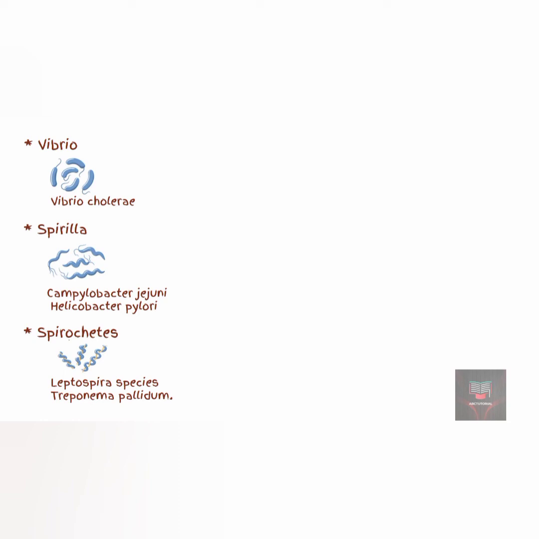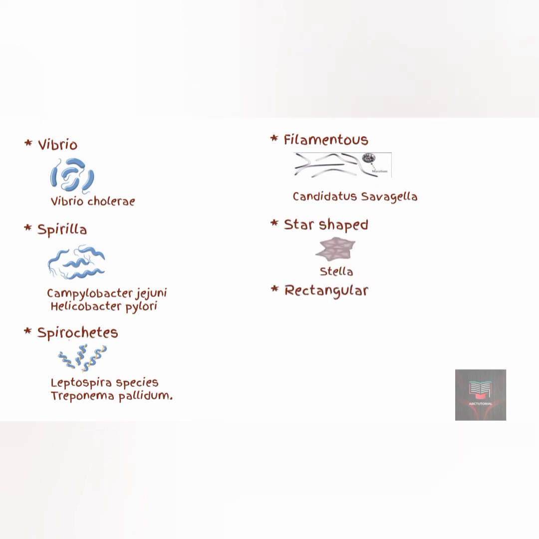Other shapes and arrangements of bacteria include filamentous bacteria, which are very long, thin, filament-shaped bacteria. Some of them form branches, resulting in a network of filaments referred to as mycelium. Examples include Candidatus savagella. Star-shaped bacteria such as Stella. Rectangular bacteria such as Haloarcula species, and pleomorphic bacteria, which do not have a characteristic shape unlike all others described above. That is, they can change their shape.